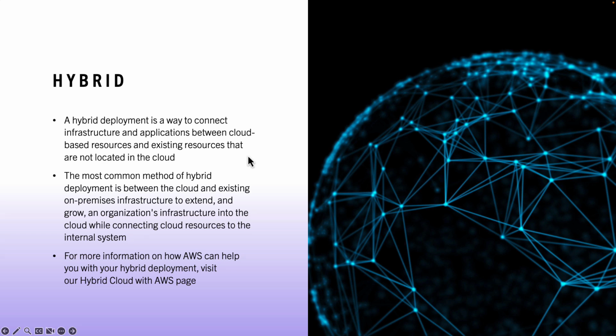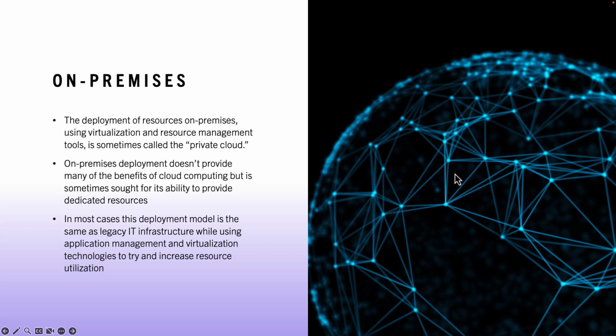And lastly, we have the on-premise deployment model. In this case, the deployment of the resources will be on premises using virtualization and resource management tools, and sometimes this is also known as the private cloud. On-premise deployment does not provide many of the benefits of cloud computing, but sometimes organizations look for it whenever they require dedicated resources.